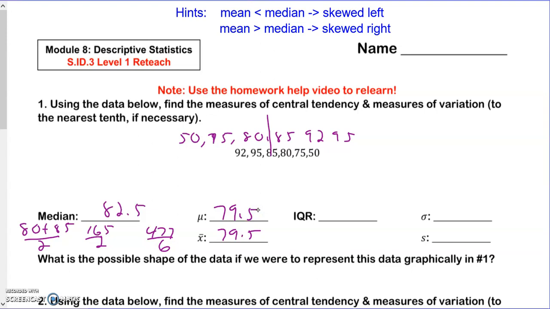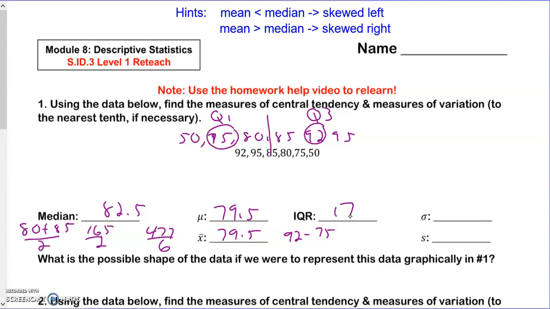The IQR is quartile 3, which is right here, the middle of the upper half, minus quartile 1, which is the middle of the lower half. You subtract those two numbers, and you will get the interquartile range, which is 17.